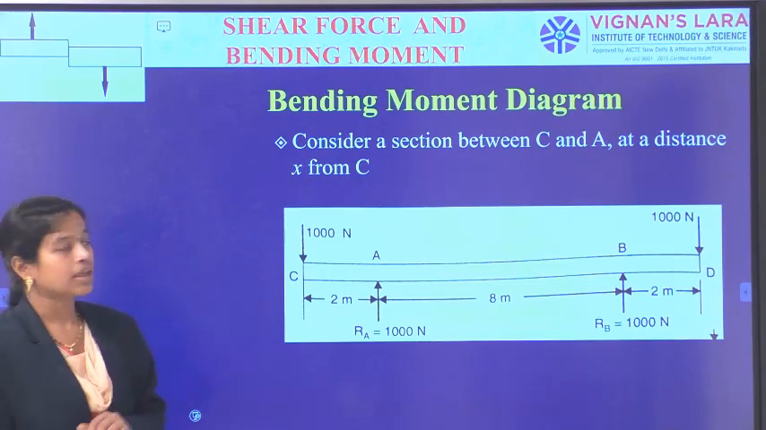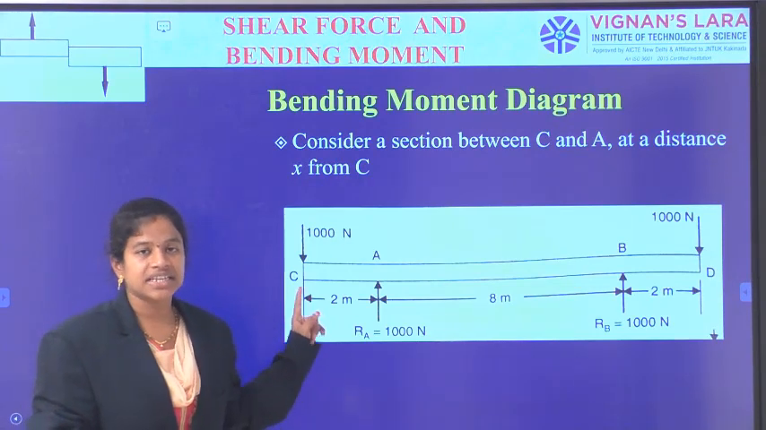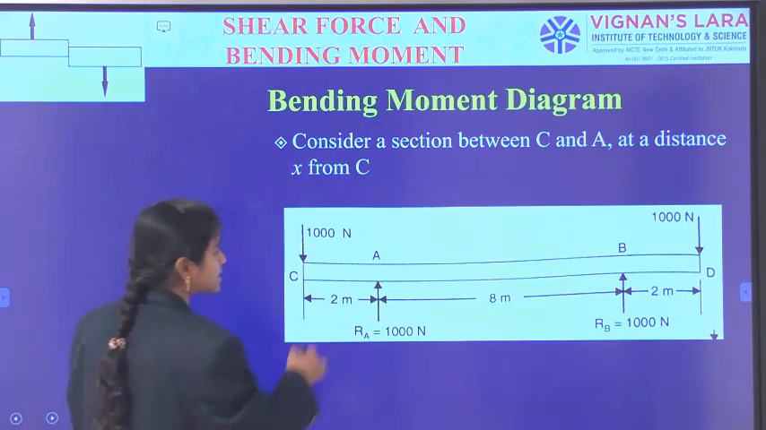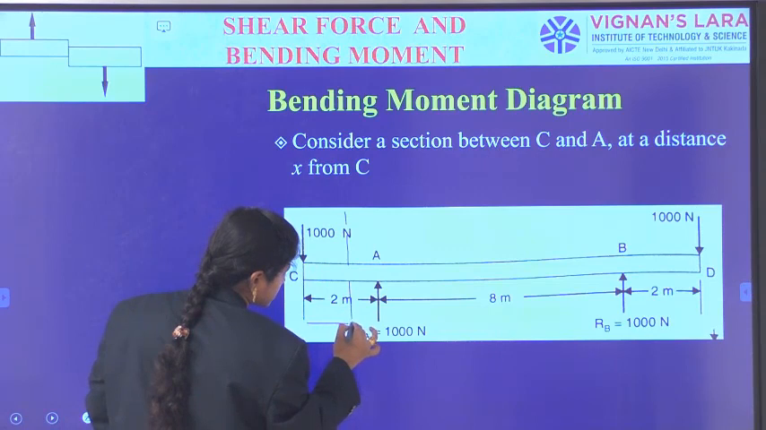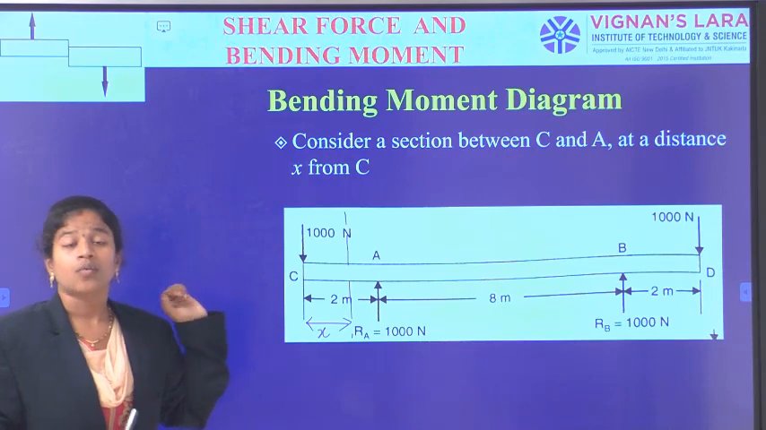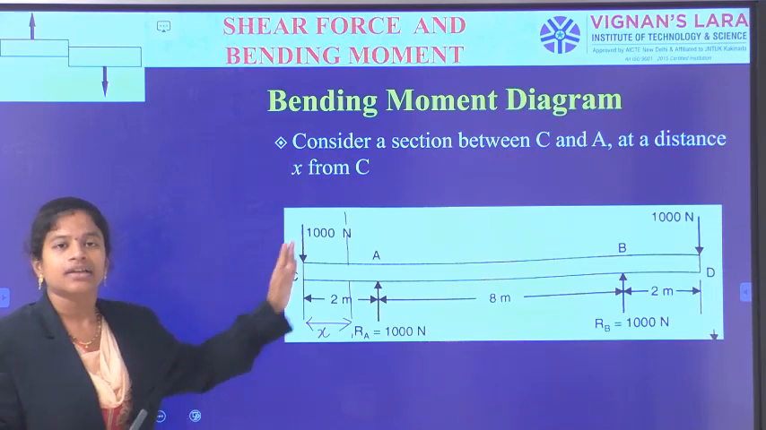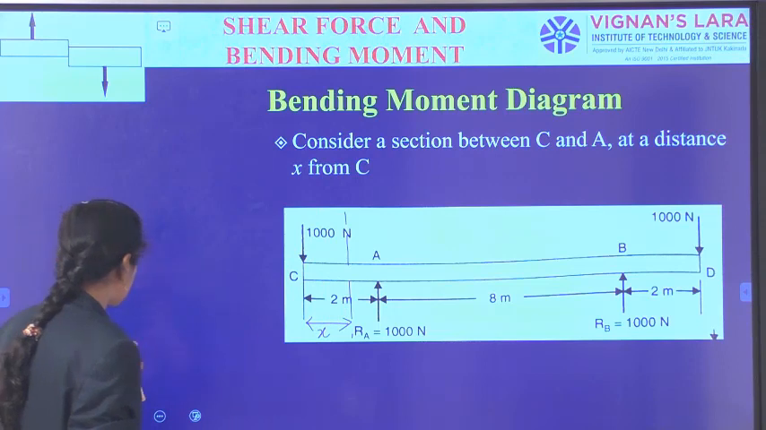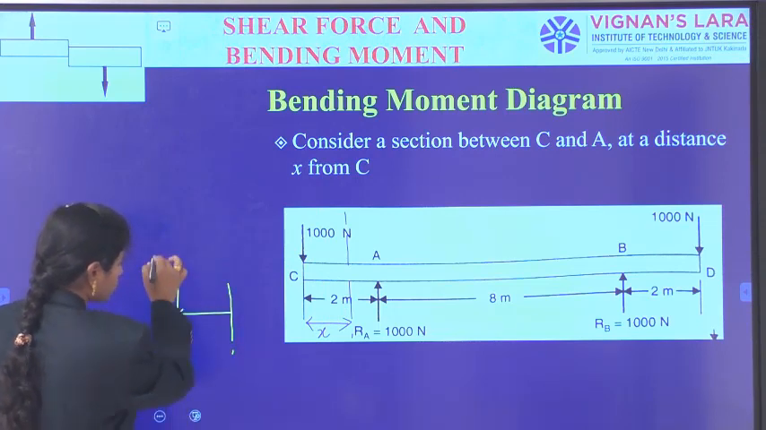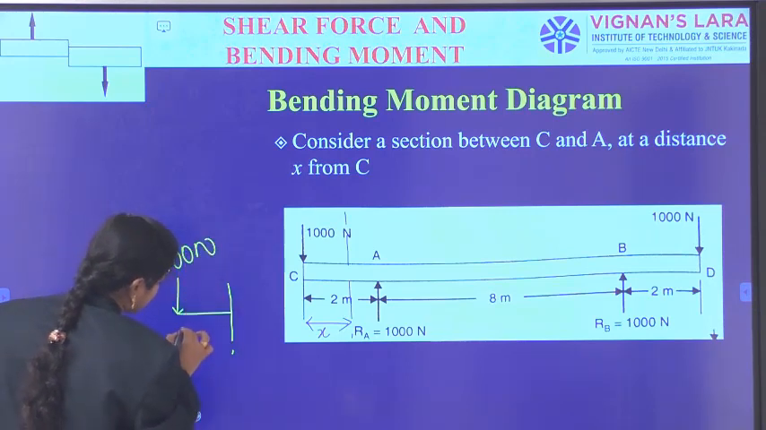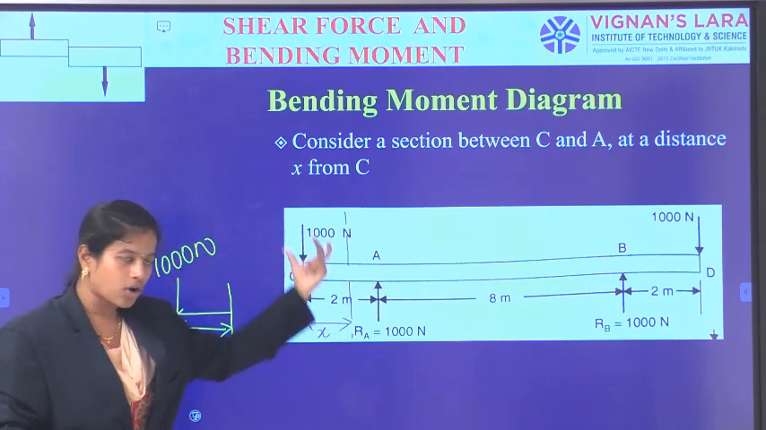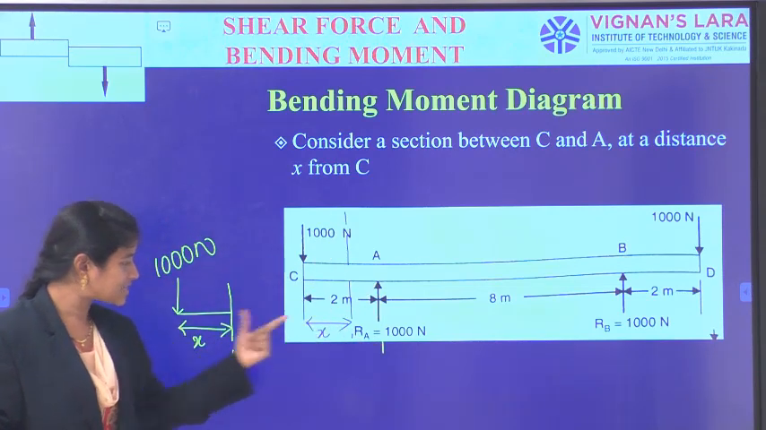Okay. Now in the bending moment diagram, firstly I am considering the first section which is located in between C to A and which is measured at a distance X from C. Now what we need to do? We need to calculate the bending moment at the section. So I am considering the section up to this level and it is having only one force of 1000 newtons, which is located at a distance of X. So from C up to A, whatever section line we consider, at that section line I am involving this force only.